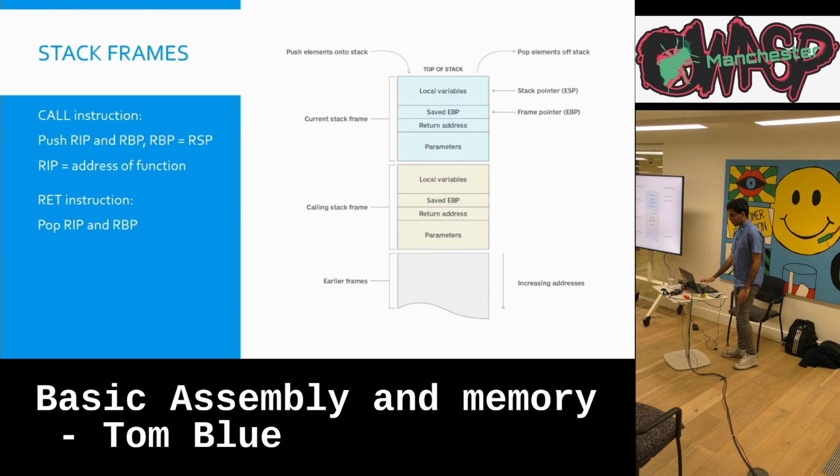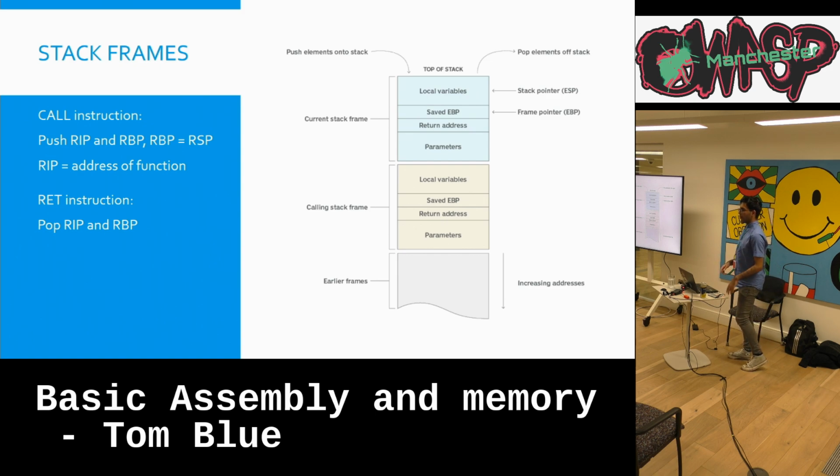So, going on to stack frames. When the call instruction is executed, it pushes the instruction pointer and the base pointer onto the stack, and it sets the base pointer to be the current stack pointer. So effectively, the start of the new stack is where the old stack ended. And then the instruction pointer is set to the address of the function you're calling.